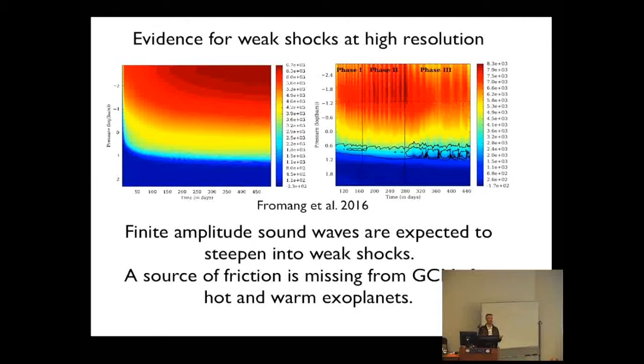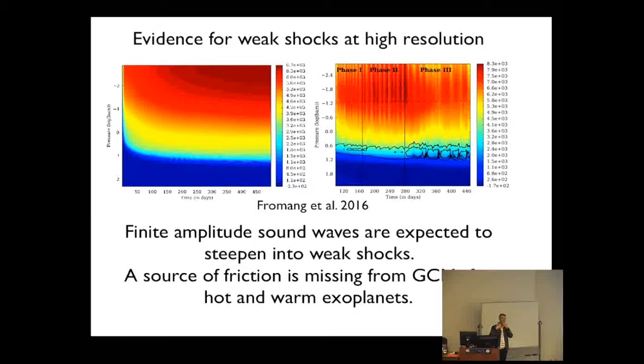And they show that in that model, they do get equatorial super rotation wind speeds that are comparable to what the GCMs have shown. But what they show is that at low resolution, they get these nice smooth figures. I apologize for the quality of the figure here. This is pressure as a function of time. But when they go to high resolution, they start to see a lot of time-dependent features that, when they diagnose their flow, they interpret as indeed sound waves that steepen and shock. This is known as a weak shock, if you will.